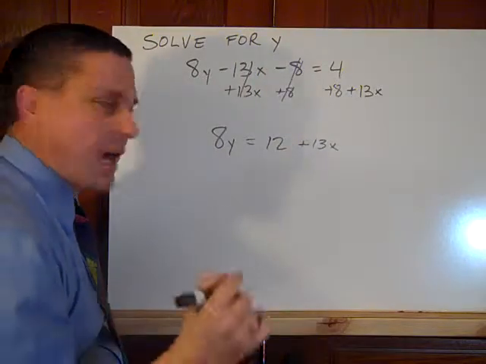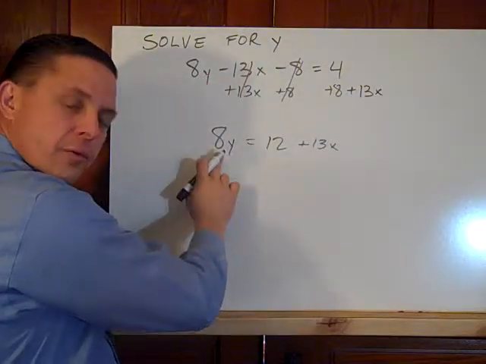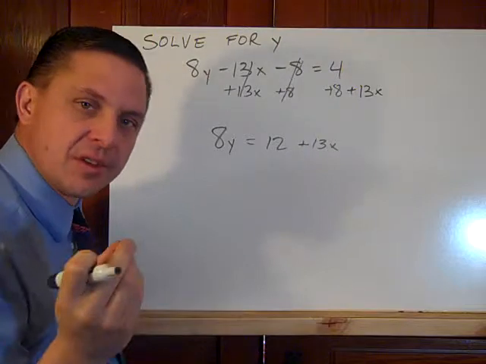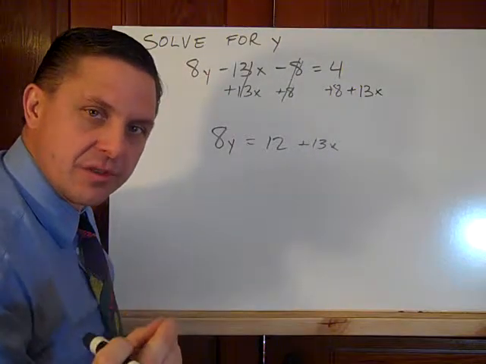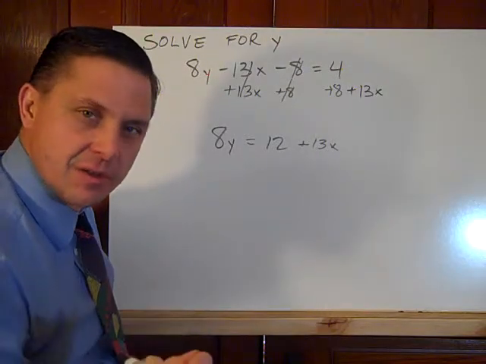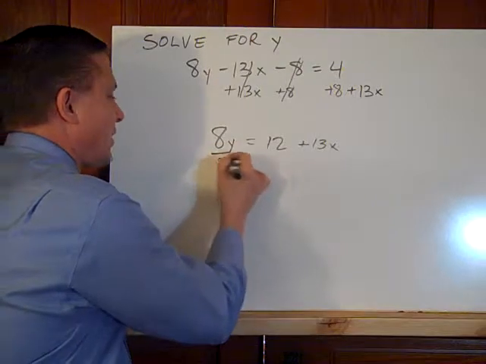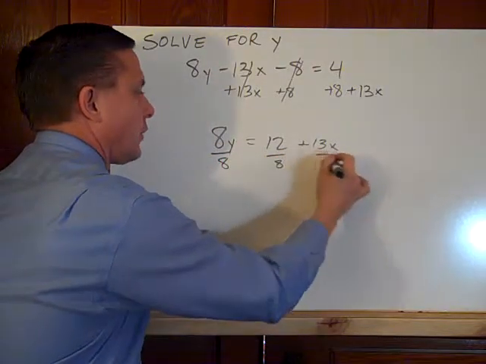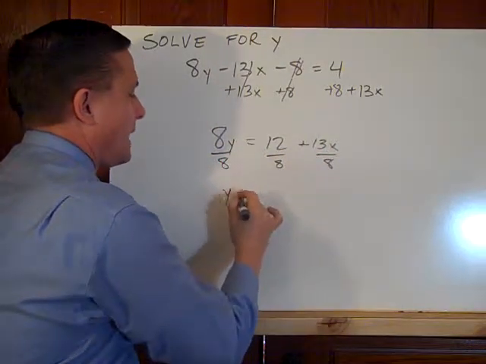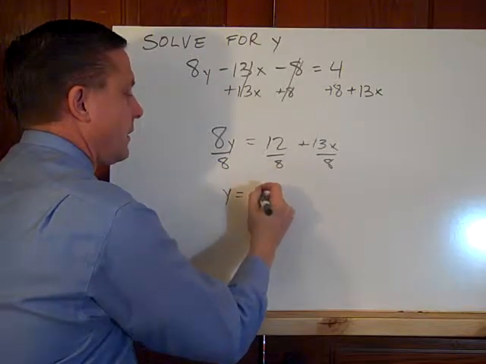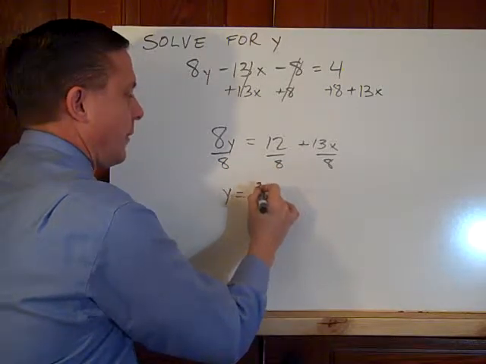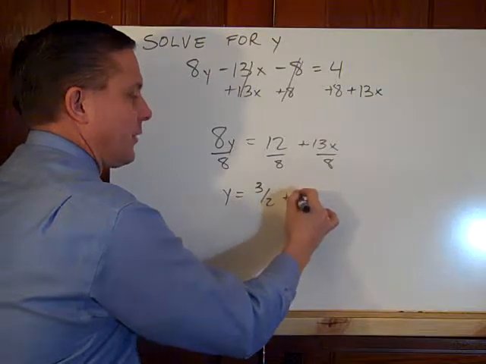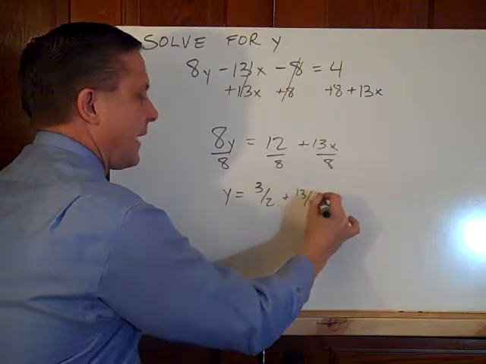And again, I can get rid of the coefficient because this is 8 times y. The opposite operation of multiplication is division. So I do the inverse operation, and I'll do it to all terms. And I get y equals 12/8. Does everybody agree? That's how about 3/2? And 13/8 does not simplify.